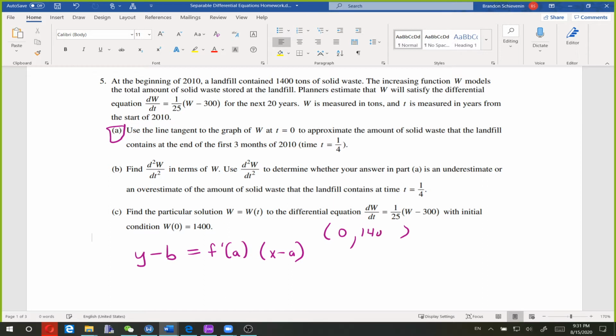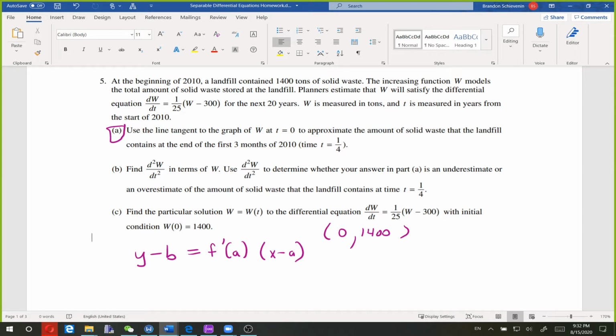1,400, perfect. Because t is 0 at the beginning of 2010, and at the beginning of 2010, the landfill contained 1,400 tons of solid waste. Okay, and then my derivative would be, instead of f prime, I've actually got a W for our equation. I'm going to leave our general form like this. I'll just write down here maybe.